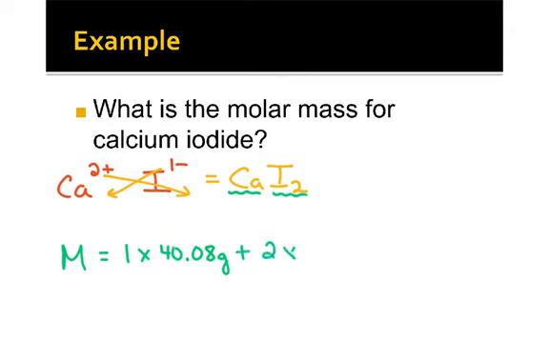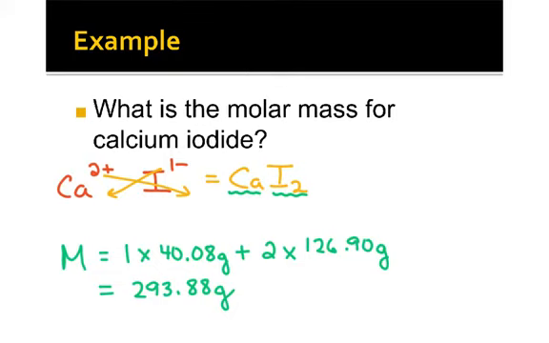So 2 times the molar mass of iodine, which is about 126.90 grams. And then I'm going to add that all up, and I should get 293.88 grams.